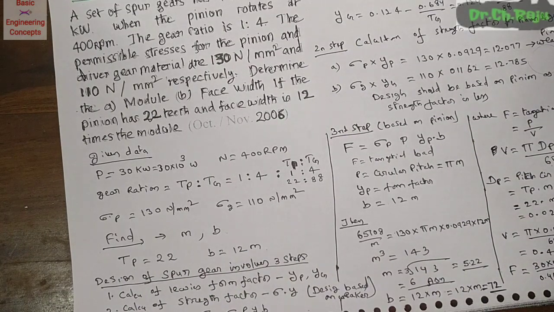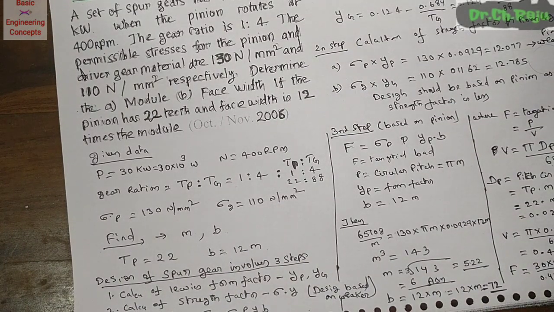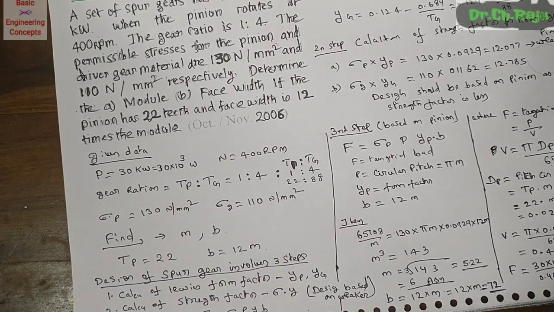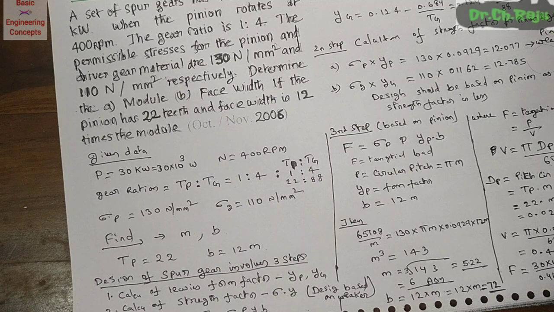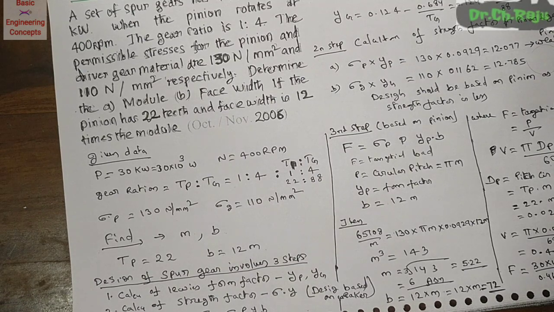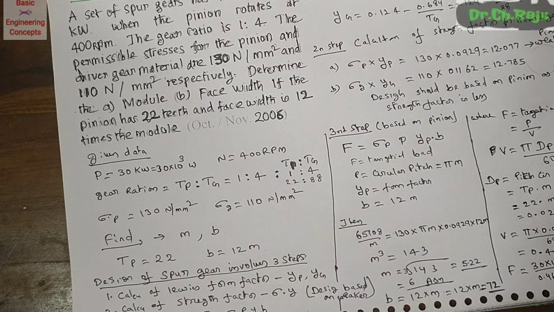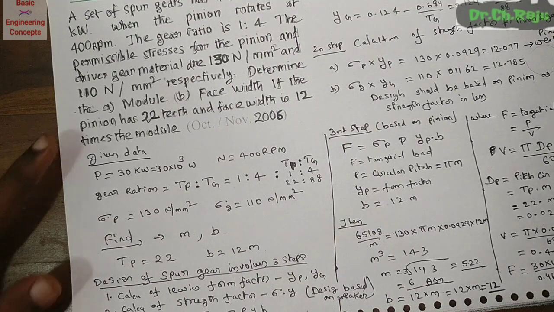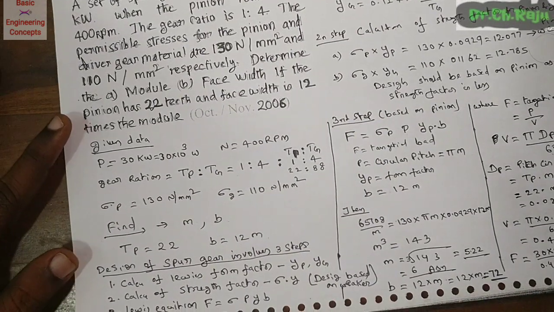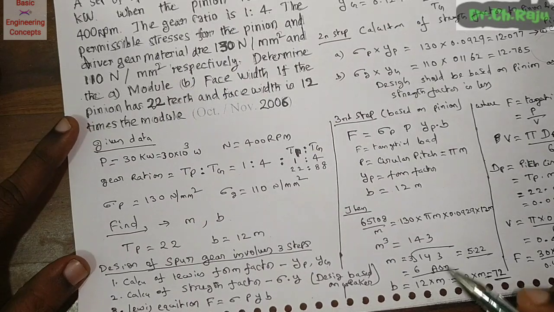During the design we must remember some basic definitions. Circular pitch P is equal to pi d by t, where d by t is the module, so P is equal to pi into m, and module is equal to d by t. So d is the circle diameter, that is d is equal to tm. Those are the basic definitions for the circular pitch and module.